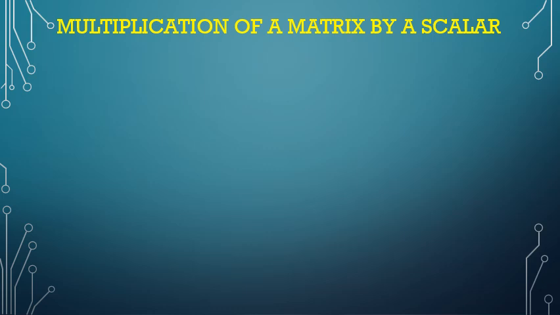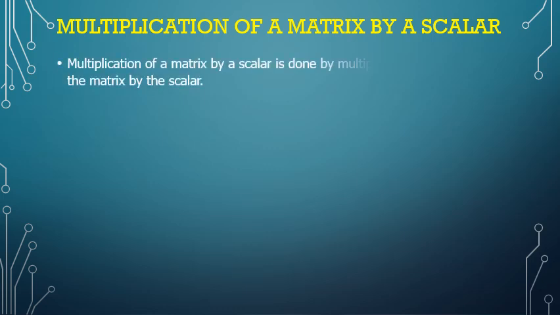Multiplication of a matrix by a scalar. Multiplication of a matrix by a scalar is done by multiplying each element of the matrix by the scalar. That is, you take every element of the given matrix and multiply it by the scalar. A scalar is any number, a constant number. It can be 1, 2, 3, or a negative value, or even 0.